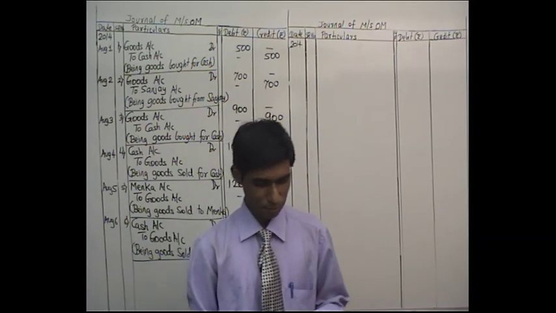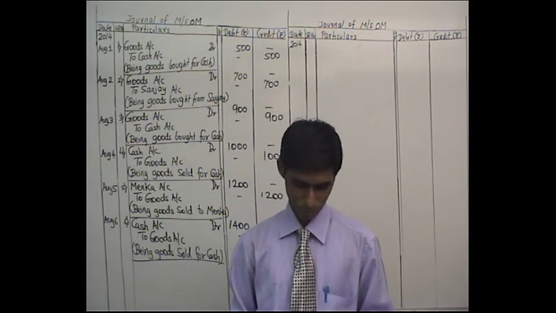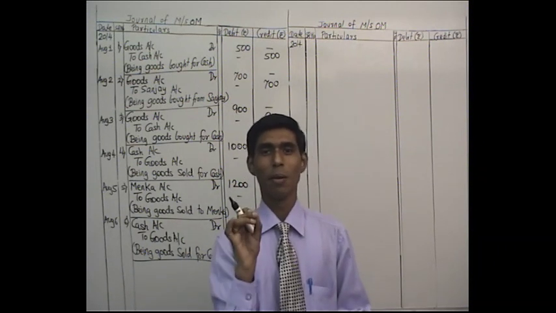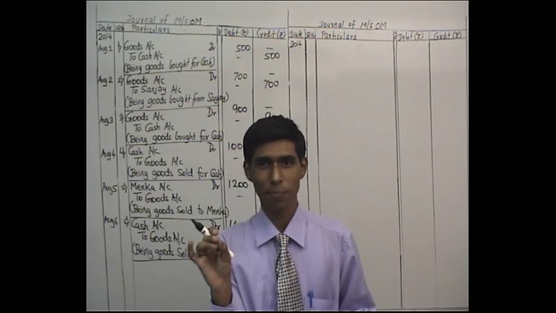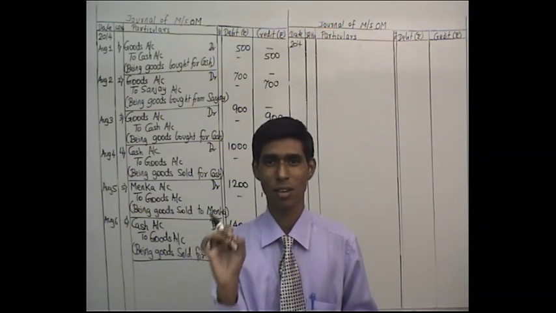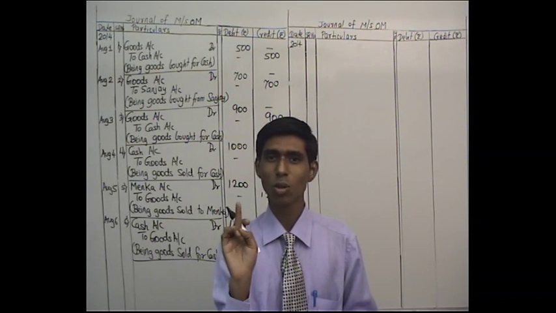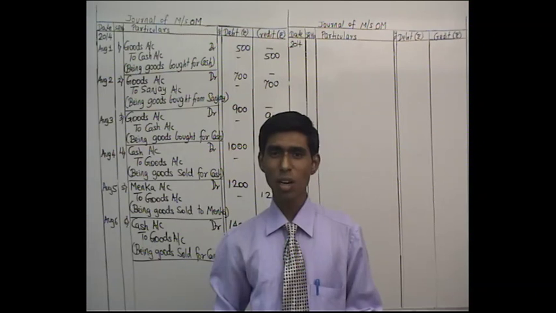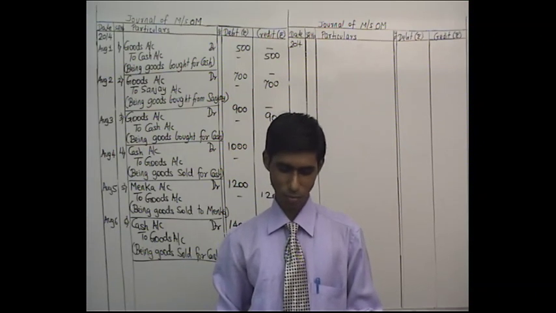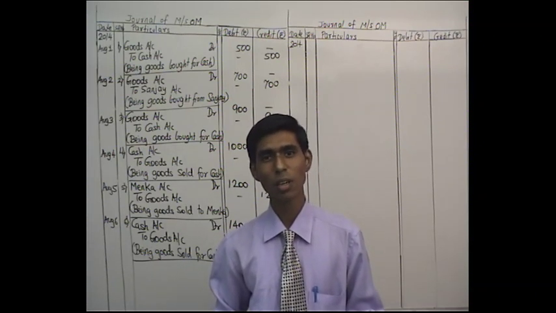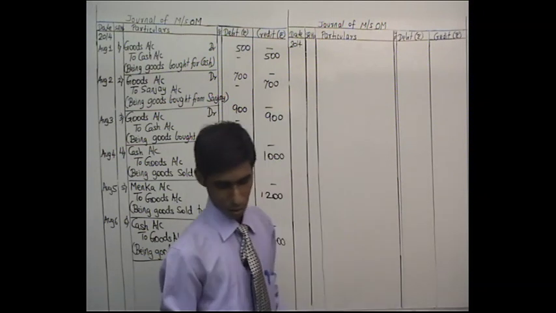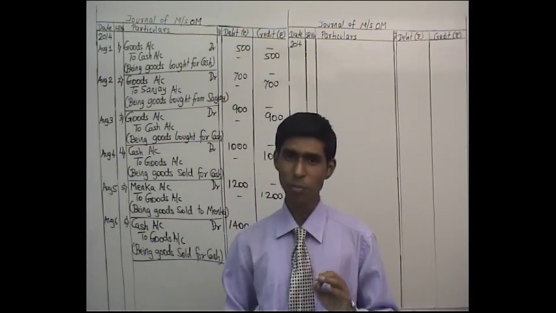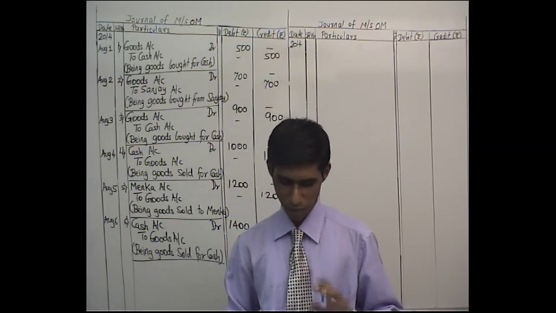Next transaction, 7th, paid cash to Sanjay. Underline cash and Sanjay. Cash real goes out credit. Sanjay personal receiver debit. My entry will be Sanjay account debit 700 to cash account 700.